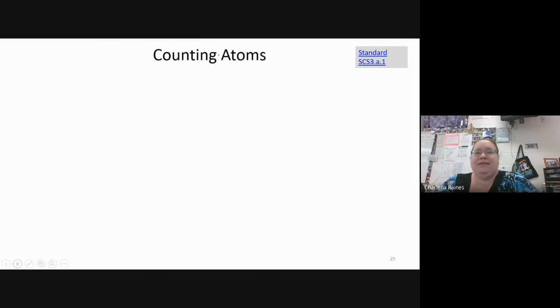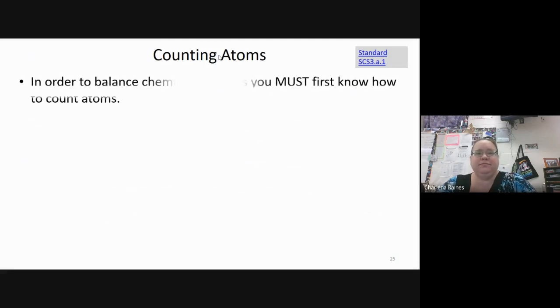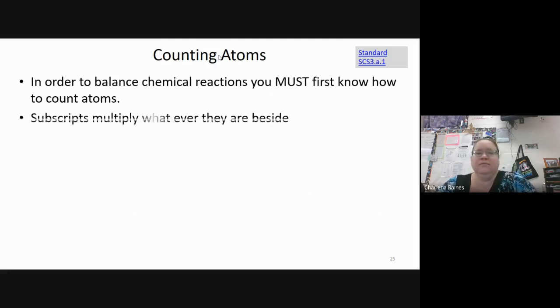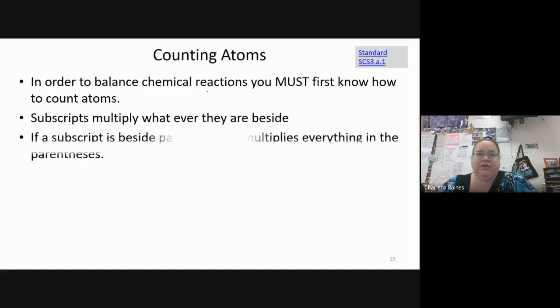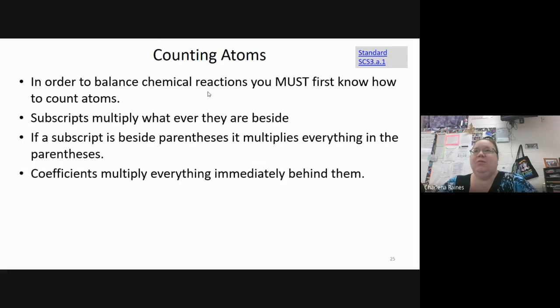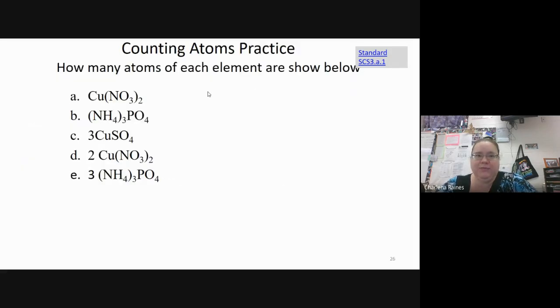Now, when we're looking at balancing atoms, we've got to remember how to count atoms. And this was something we learned in the last unit when we were calculating molar mass. The thing you do need to remember is that if you have a subscript outside the parentheses, it multiplies everything that is inside the parentheses. It distributes all the way in. Coefficients will end up multiplying everything that is behind them. But those two things actually end up multiplying each other.